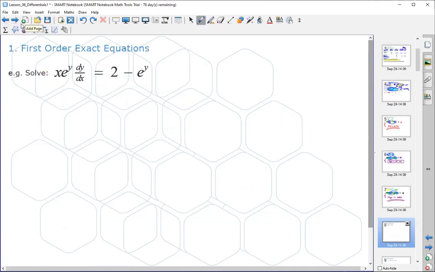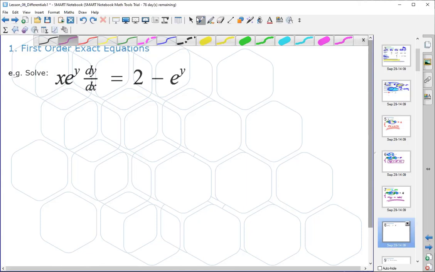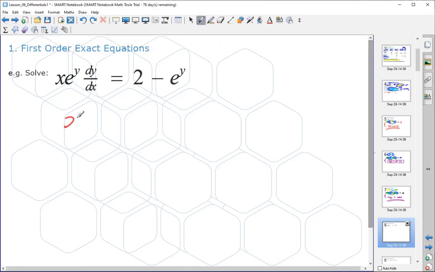Okay, next one. We need to get the terms in the right order first. Joe. Would you have to divide by? Oh no. No, just moving. You can add. So you can add e to the y. x e to the y dy by dx plus e to the y equals 2.